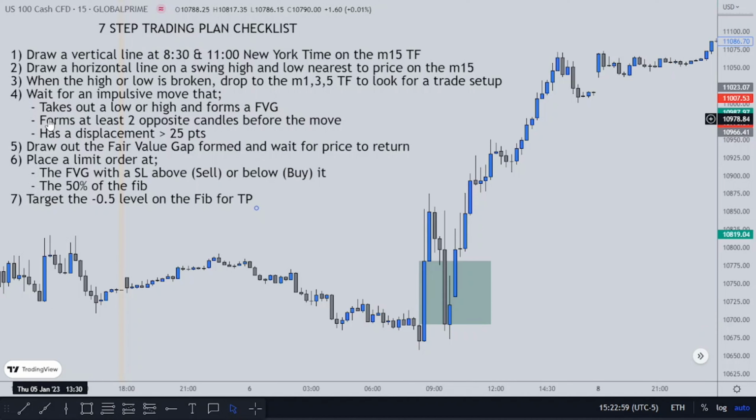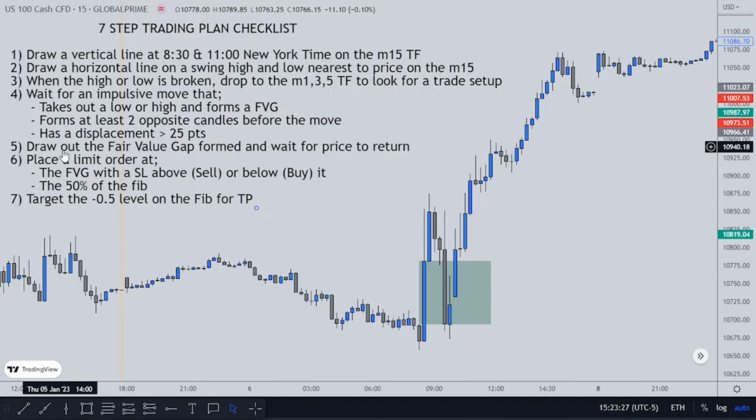Another rule of this setup is we wait for at least 2 opposite candles to be formed before that move. This is the bullish impulsive move, right? So we are waiting for 2 bearish candles to form before. So did the 2 bearish candles form before the impulsive move? Yes, it did. So that rule has been ticked.